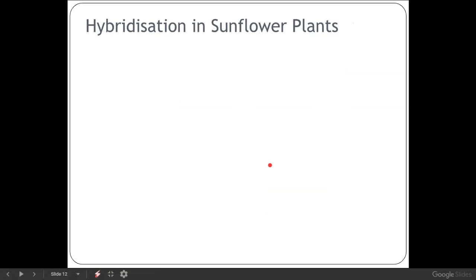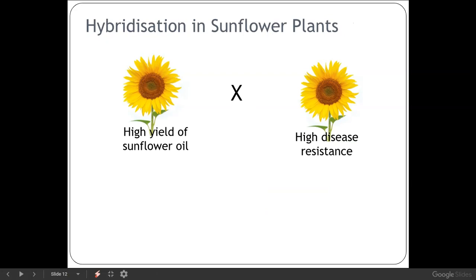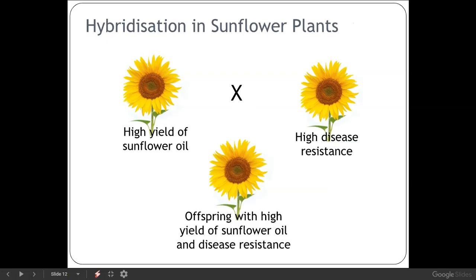Again, we might look at it in sunflower plants, where we've got one with a high yield of sunflower oil and another with high disease resistance, and the offspring therefore have a high yield of sunflower oil and resistance to disease. So these offspring are referred to as hybrids. They've been produced by crossing two different inbred lines.